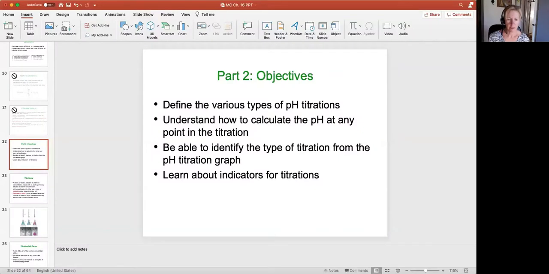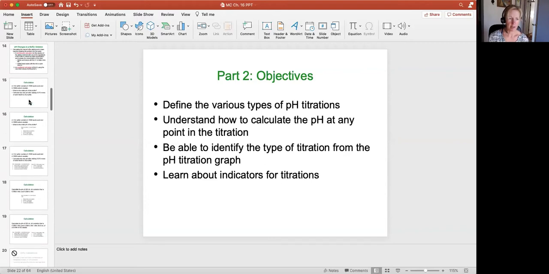So here are our objectives for today. We're going to define the various types of pH titration curves that you could run across in an acid-base titration. We're going to understand how to calculate the pH at any given point in a titration. We're going to identify the type of titration from the pH titration graph. So if I show you a graph, you should be able to identify what type of pH titration that is. And then we're going to learn about indicators that we're going to use in titrations.